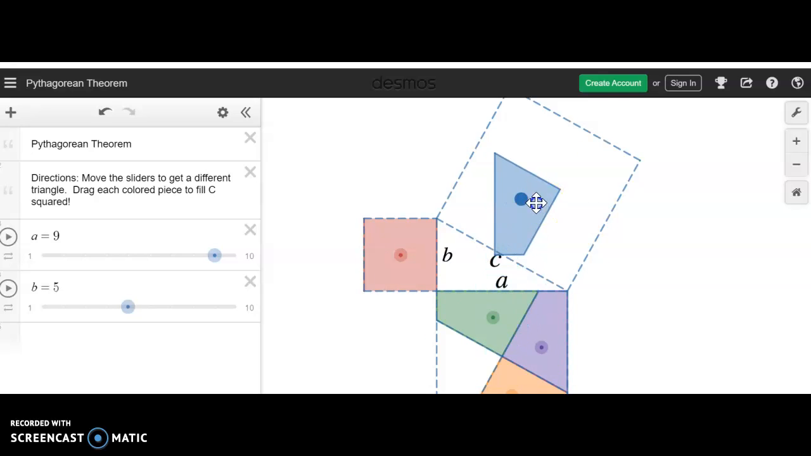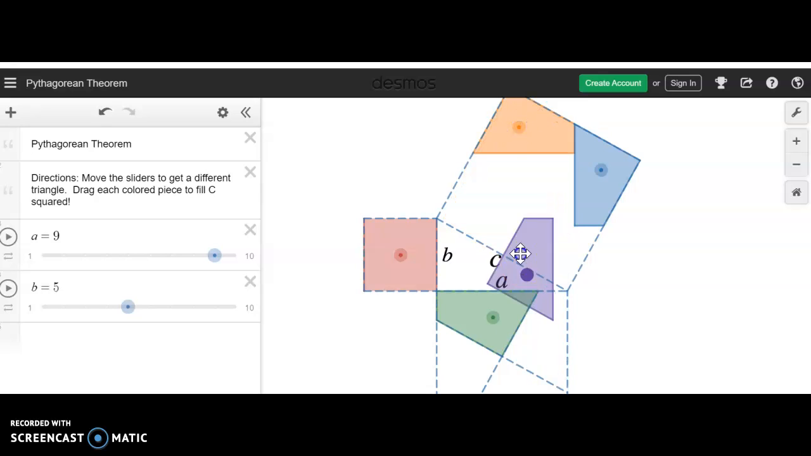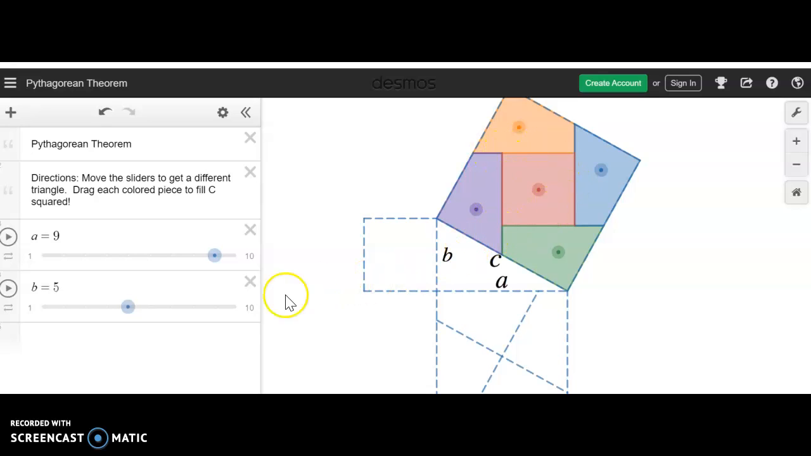So if I take this, I need to find a spot where it's going to fit, maybe there. This one might fit up here. This one looks like it'll fit here. This one looks like down here. So I took the whole area of this leg squared, put it in here. Now I'm going to take the area of the other leg squared. And when you put them all together, you can see it equals exactly the area of the longest side.